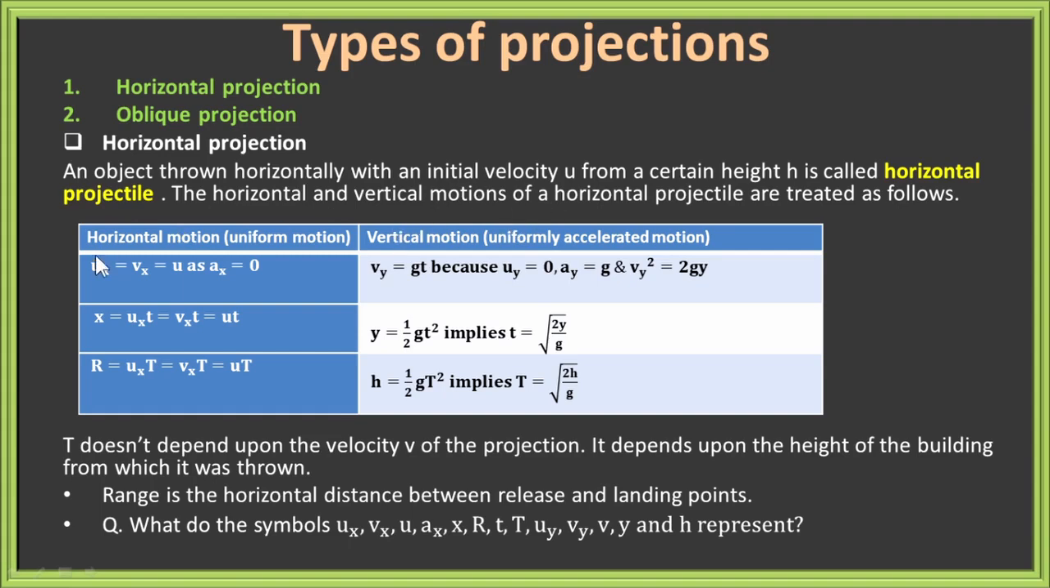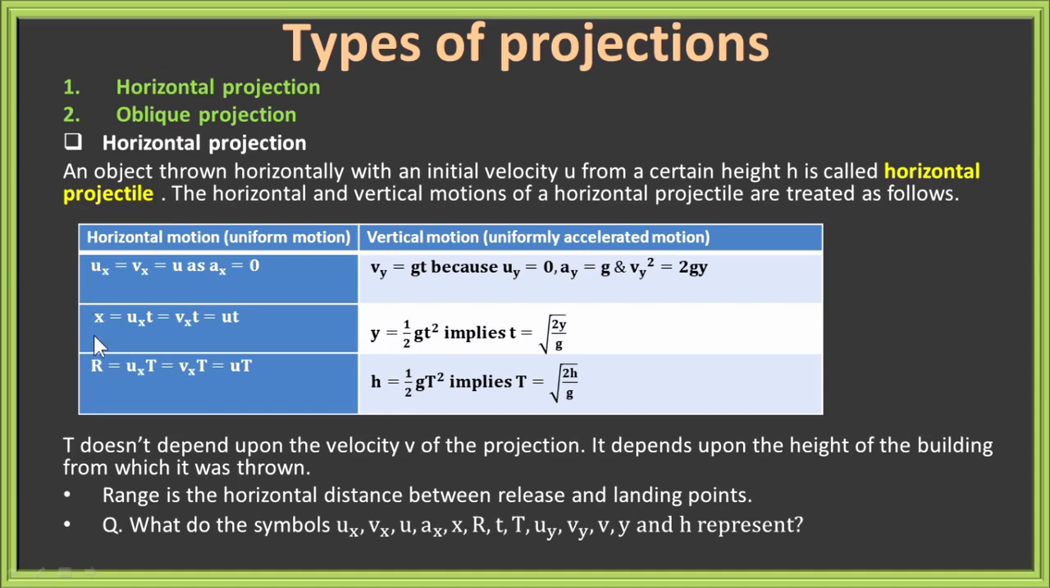We have seen that the horizontal motion of a projectile is uniform motion. Uniform motion means speed is constant. So the initial velocity ux and vx are the same, equal to u, because ax, the acceleration in the x direction, is 0. Why is it 0? Because there is no force acting on the projectile in the horizontal direction. The air resistance is neglected.